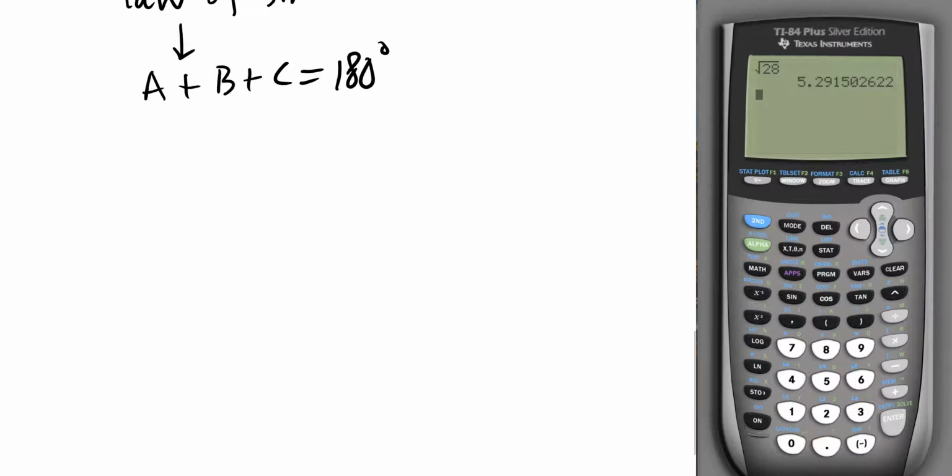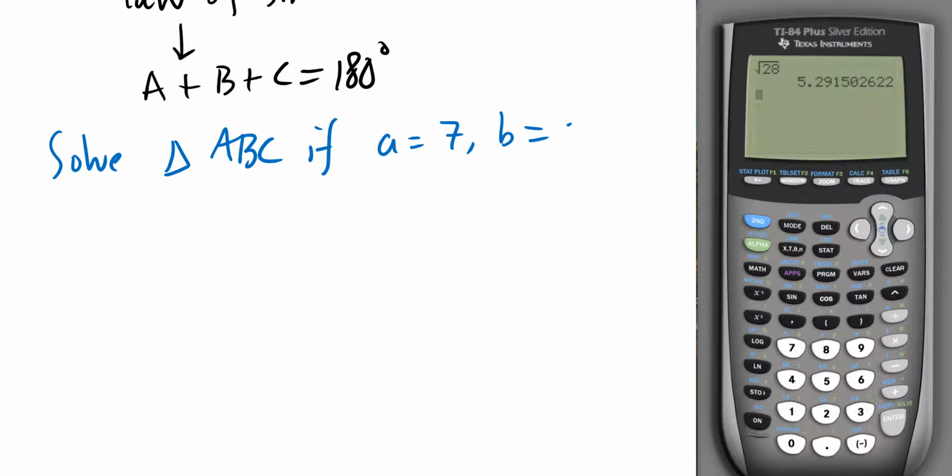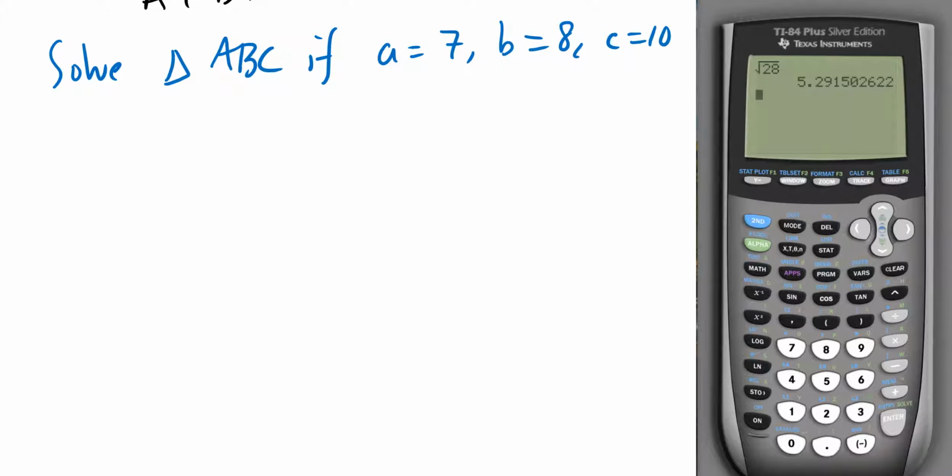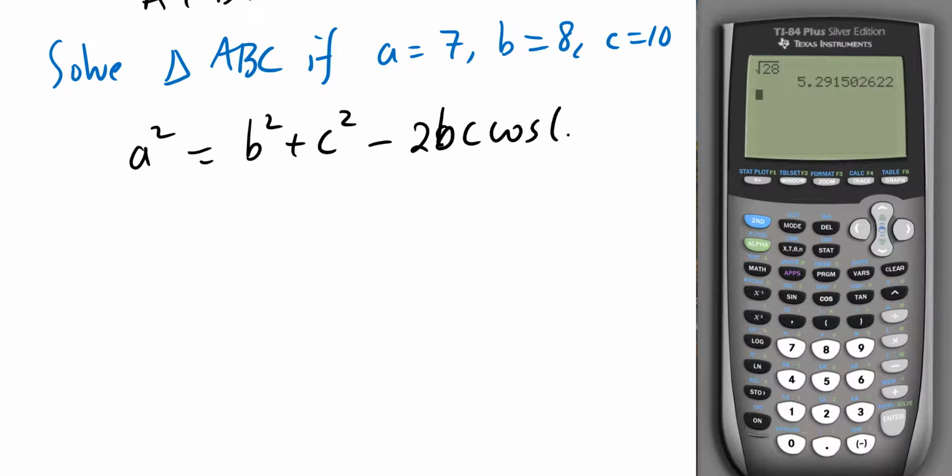Now let's look at an example. What if they ask us to solve triangle ABC if a is 7, b is 8, and c is 10? So they give me three sides now. You can label this on the diagram if you like. Or before you do that, I'm going to write the law of cosines. Where should I start? A, B, C, or which one should I go with? Well, you can start anywhere because the sides of all of them are given. I'm looking for the angle.